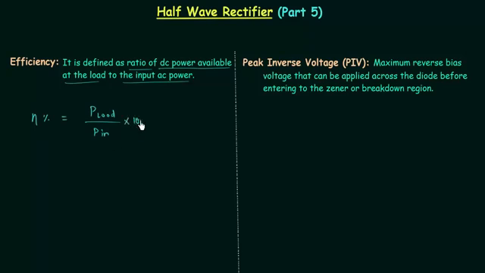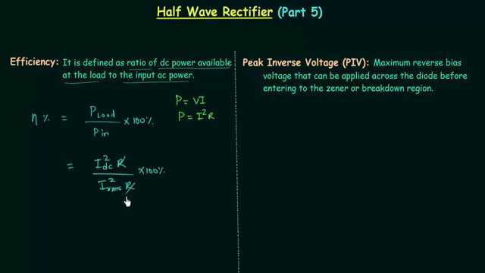power, multiplied by 100. And we already know power is equal to VI. V is equal to IR, so power is equal to I square R. We can write P load as I DC square multiplied by R, where R is the load resistance, divided by P in is equal to I RMS square multiplied by R, where R is the load resistance.